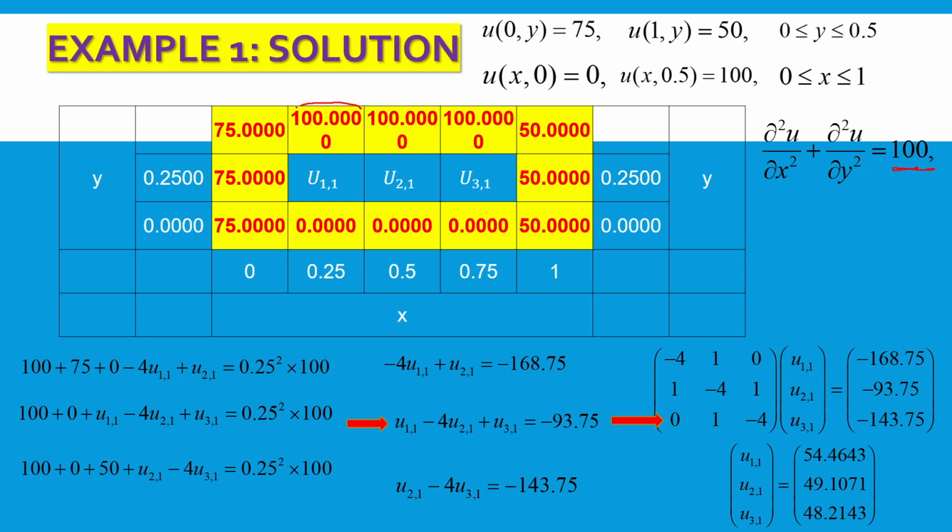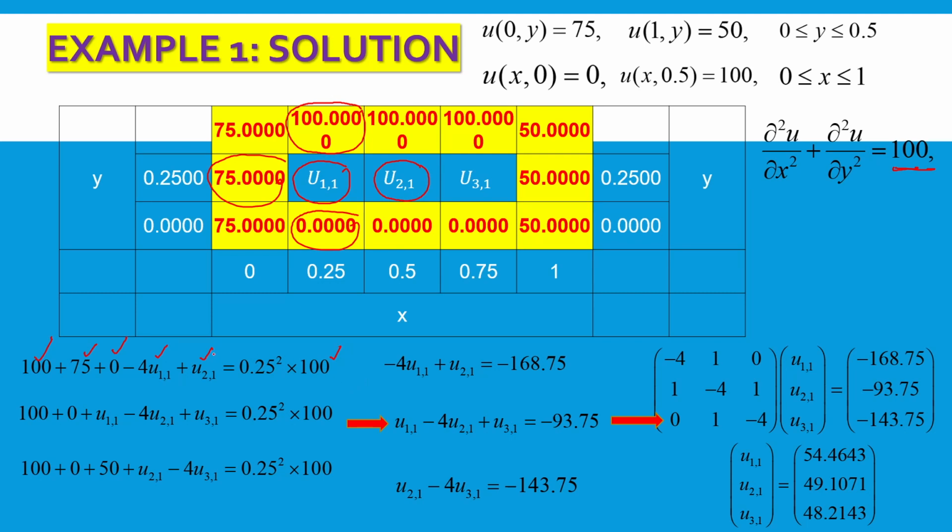All clear. So you have top 100, left 75, center -4 u11, bottom plus 0. Right hand side, right cell plus u21 equal to h squared, 0.25 squared, times the function at the right hand side, which is 100. So this is the first equation.